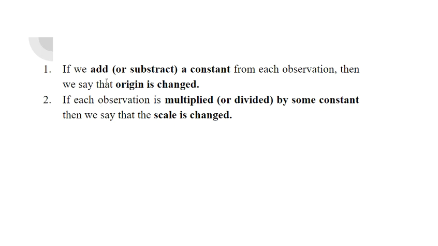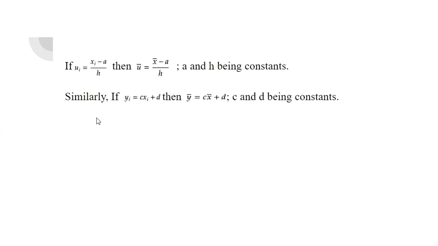Simply, if we add or subtract a constant from each observation, then we say that origin is changed. And if each observation is multiplied or divided by some constant, then we say that scale is changed. So this is the statement for effect of change of origin and scale.